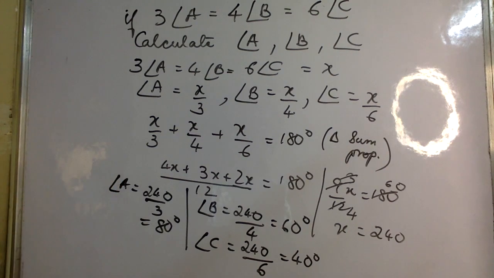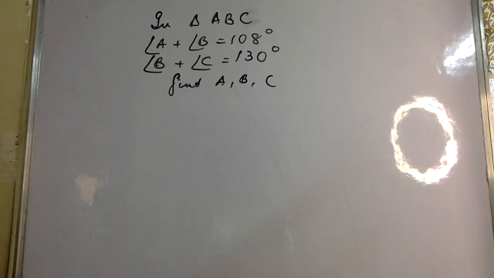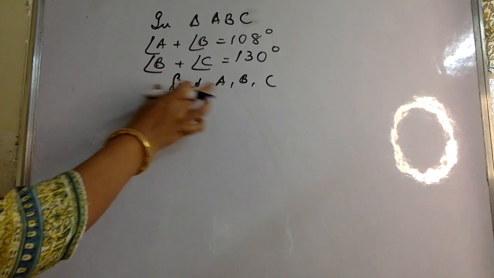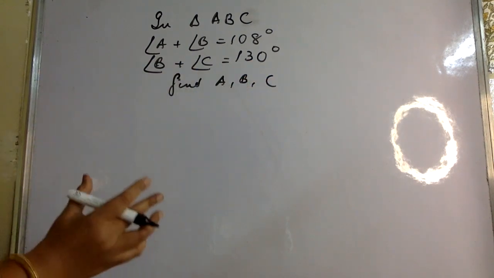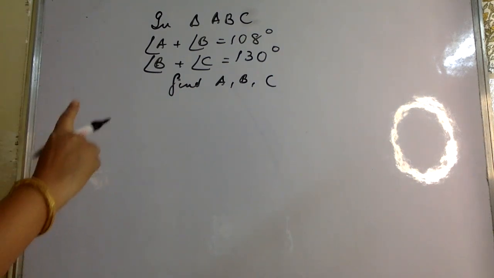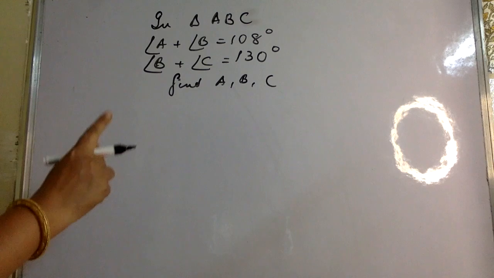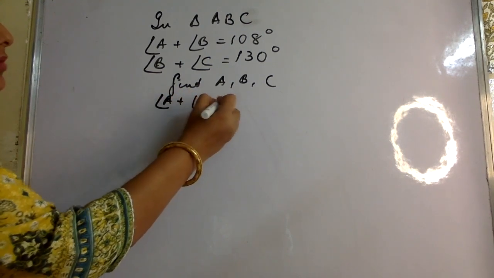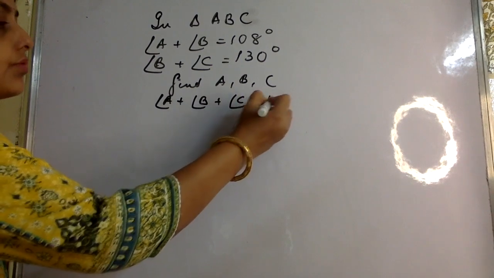Then let's see what the next sum is. Now this is our next question. There is a triangle ABC and then these two conditions are given here and they are asking for A, B and C angle. Okay. Now since again in this sum, the sum of the angles of the triangle is a 180. So I will write A plus B plus C is equal to 180.